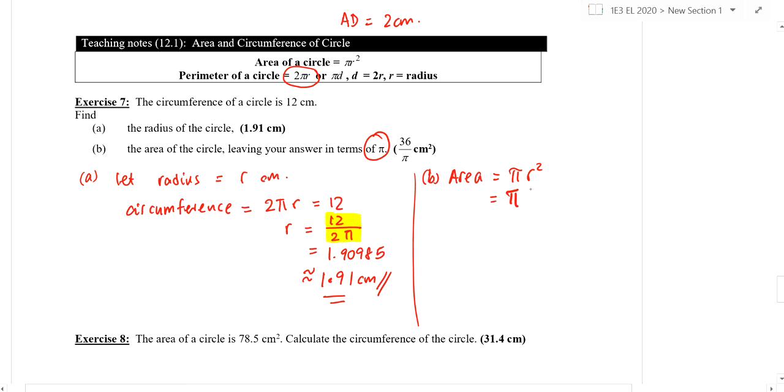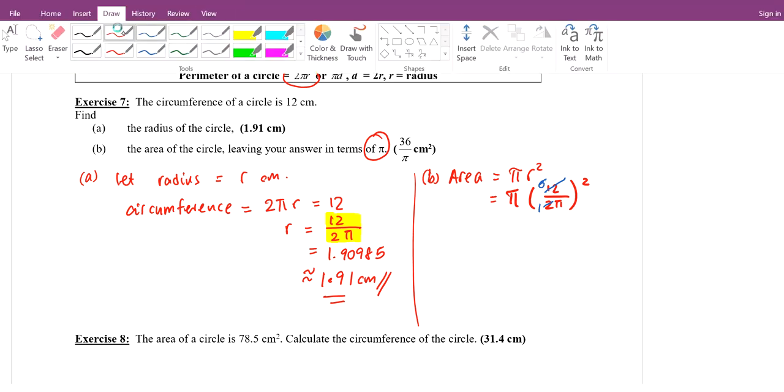So let us continue. Pi times r. r is 12 over 2 pi, and we have to square this. Okay, so please take your pencil. We are going to simplify this. 12, we divide by 2, it becomes 6. And 2 divided by 2 gives us 1, which we don't need to write down actually.